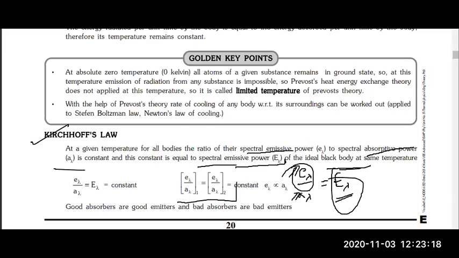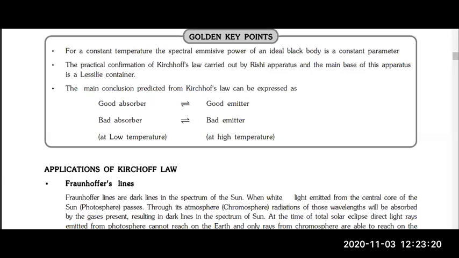So using this, can I say that since it's a constant, if E lambda is more, then A lambda should also be more? And if E lambda is less, then A lambda should also be less. So a good absorber is also a good emitter and a bad absorber is also a bad emitter.